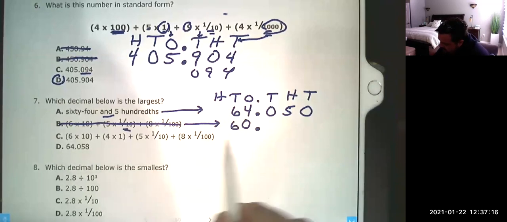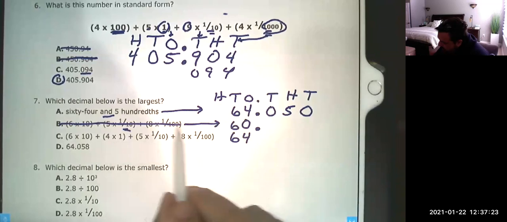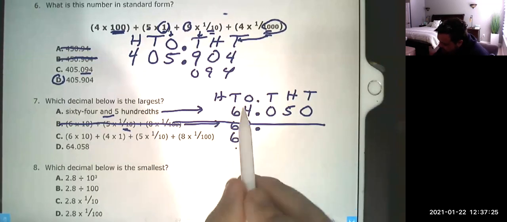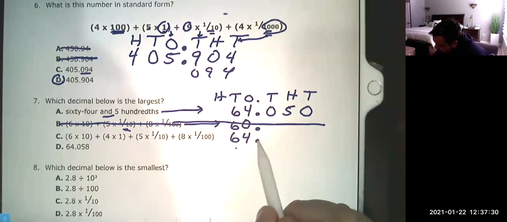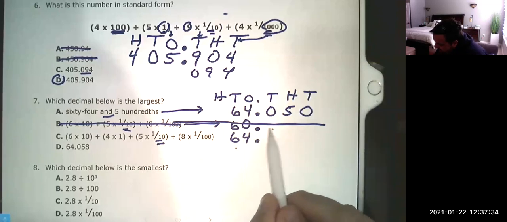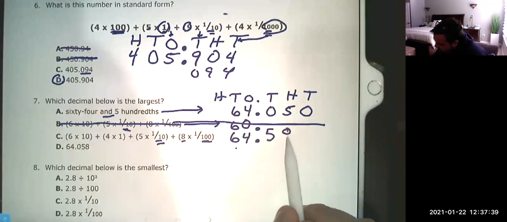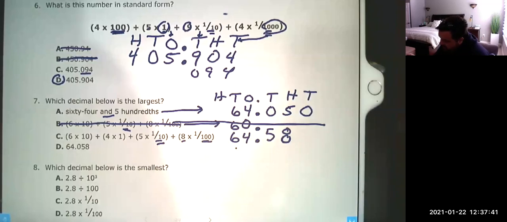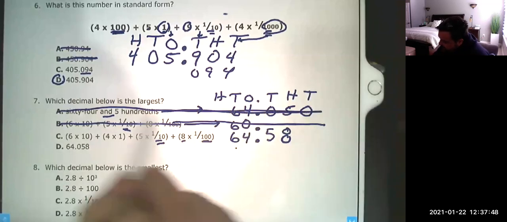The next one, 6 times 10 is 6 tens. 4 times 1 is 4. So now I got a thing going on here, right? Because 64 and 64. So now let's pay attention. Plus, because now I'm going into a fraction, the tenths gets a 5 and the hundredths place gets an 8. So now when I'm looking at this, 64.5 is bigger than 64.0. So now I can eliminate A.